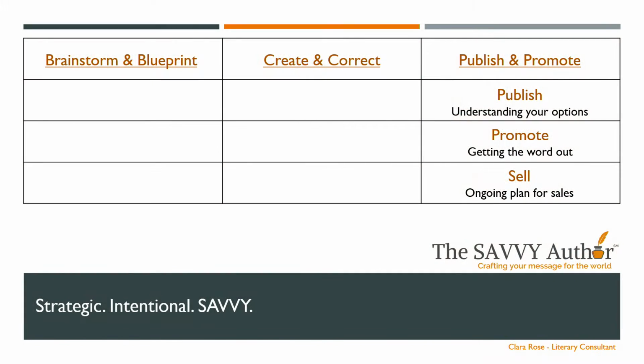So what are we going to talk about today? Drum roll, please. We're going to talk about selling. We're going to talk about that ongoing plan for sales, not necessarily around the promotion and initial launch of your book, but the ongoing strategy that it's going to take for you to sell your book. Because here's the truth. Most of us who are authors, we're not just authors.